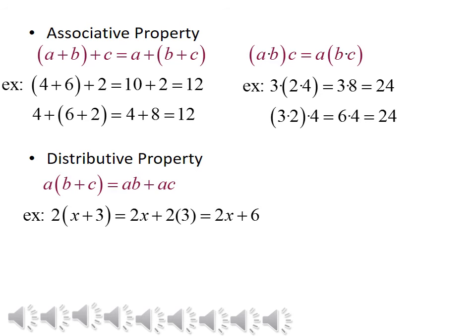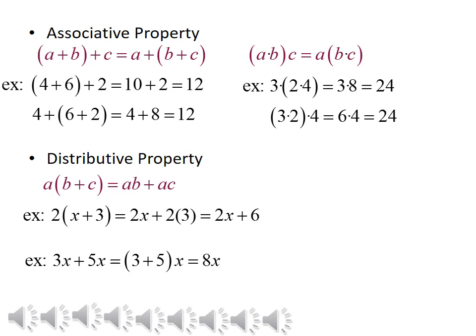So here's an example of the distributive property. If you have 2 times the quantity x plus 3, you can distribute the 2 throughout the parentheses to give you 2 times x plus 2 times 3, and then you simplify that to give you 2x plus 6. And an example that goes the other way, if you're given 3x plus 5x, well, we have an x in both terms that we can pull out, and so we would have 3 plus 5 times x, which gives us 8x.